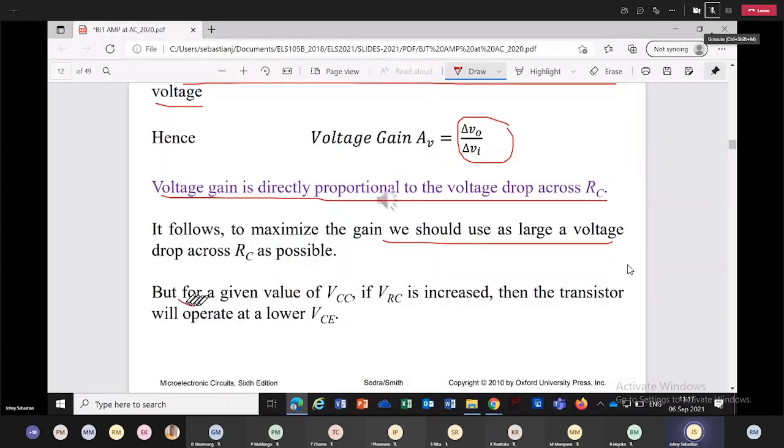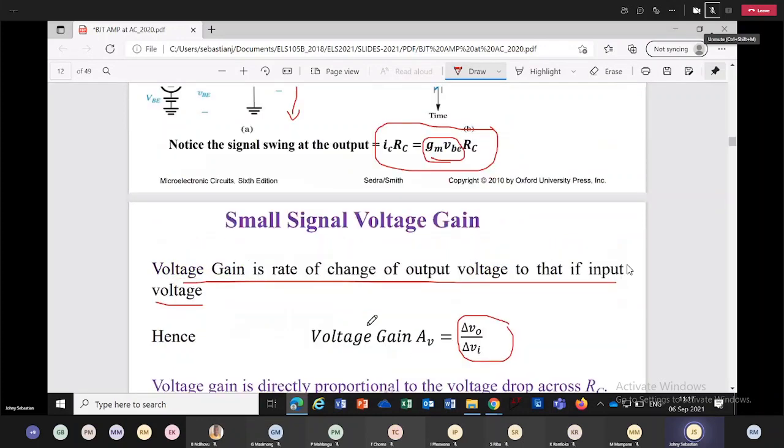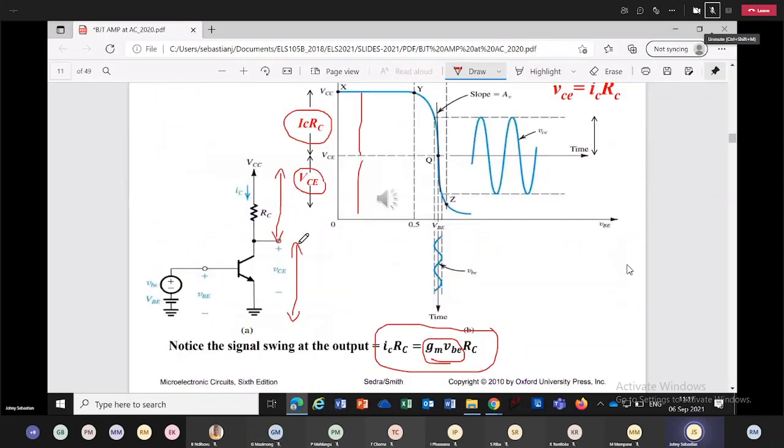But given VCC, if VRC is increased, the transistor will operate at a lower VCE. What's the problem with lower VCE operation? Going back to the diagram, lower VCE means negative signal swing is getting limited. If you try to make the gain very high, your VCE is going to be smaller and negative signal swing will be limited.